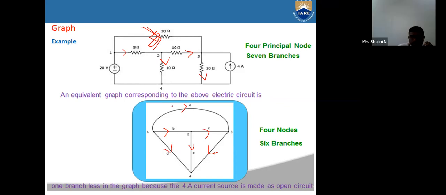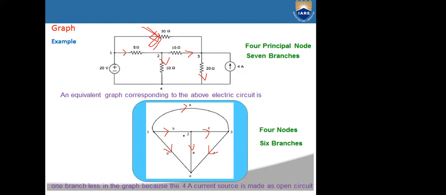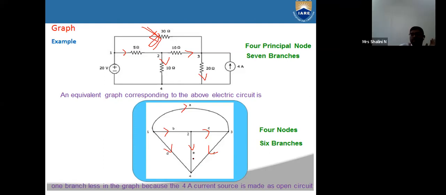The direction will be very important. Why? Because when you go to the next topics, incidence matrix, tie-set matrix, it is very important. Identification of the nodes and identification of the branch elements is very important.